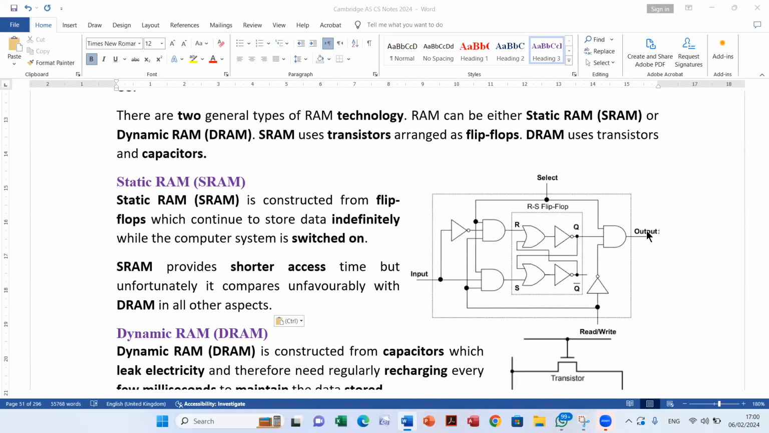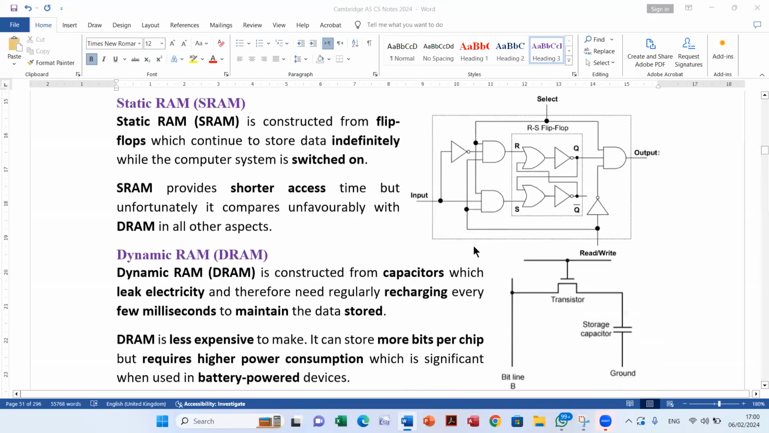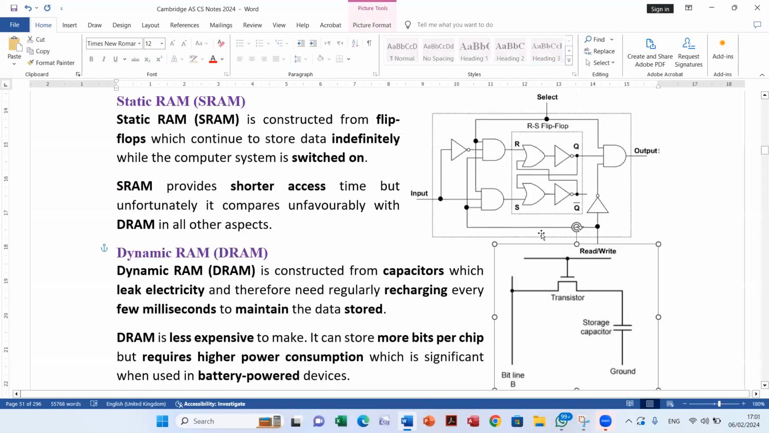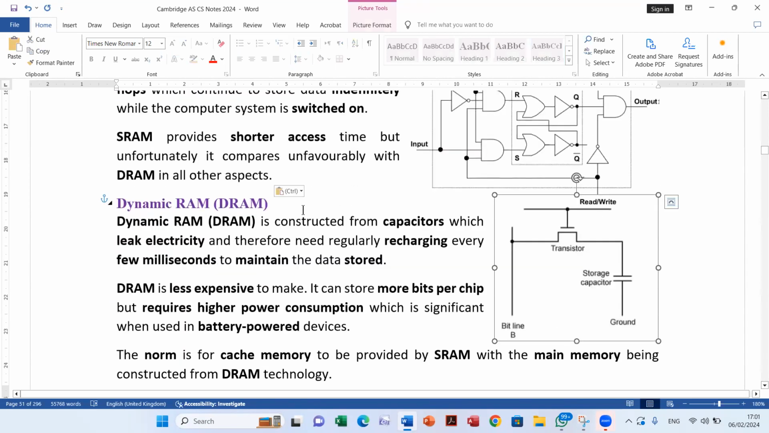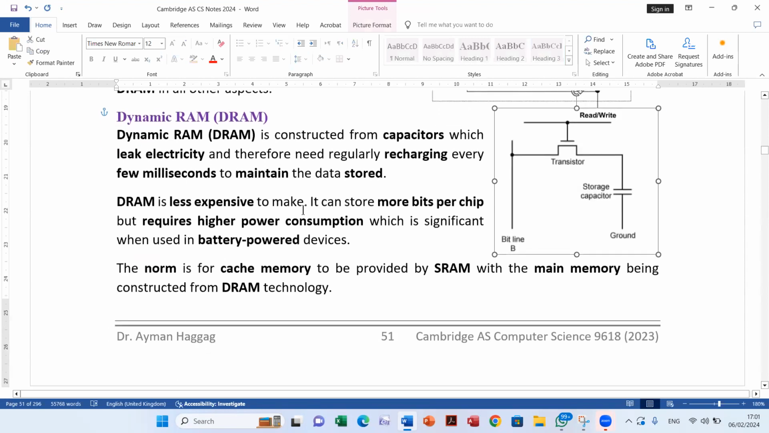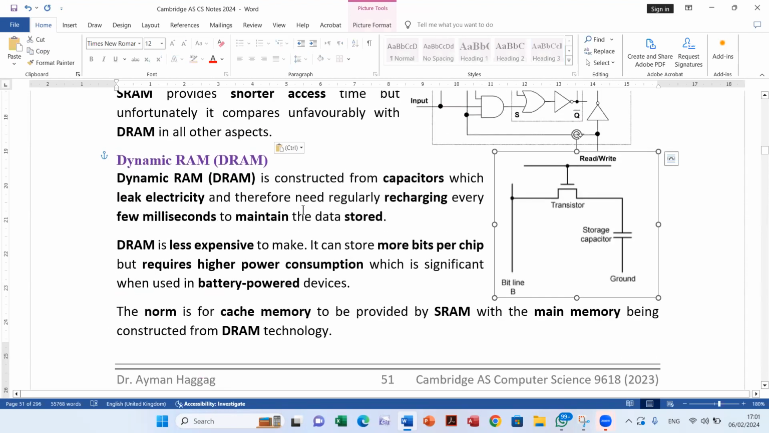So the static RAM is very fast. It doesn't need refreshing. We will talk about refreshing in a minute. However, it requires so many components just to store one bit. So the static RAM is expensive.